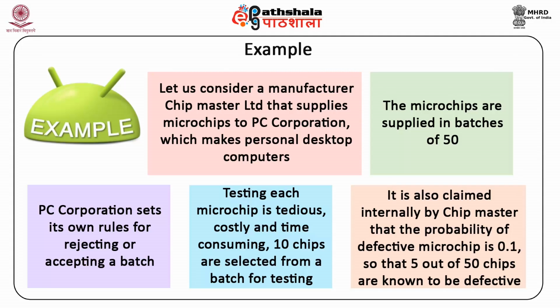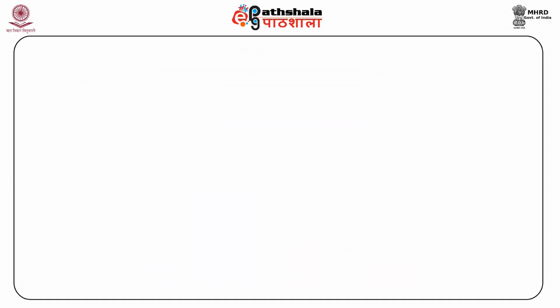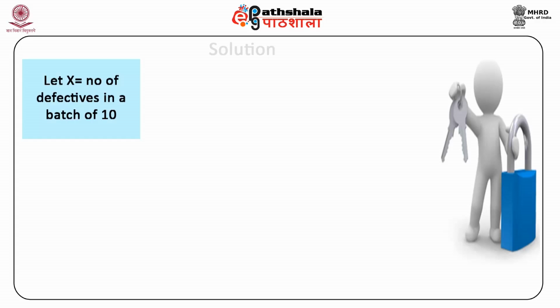It is also claimed internally by the chip master that the probability of a defective microchip is 0.1, so that 5 out of 50 chips are known to be defective. To find the probability of rejection of a batch, we can employ a hypergeometric distribution. Let X be the number of defectives in a batch of 10.